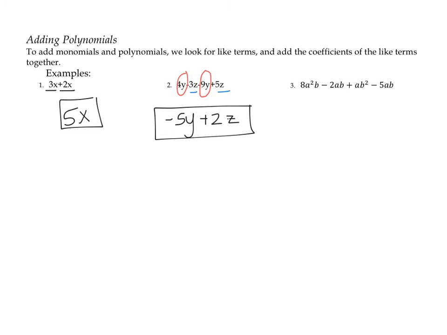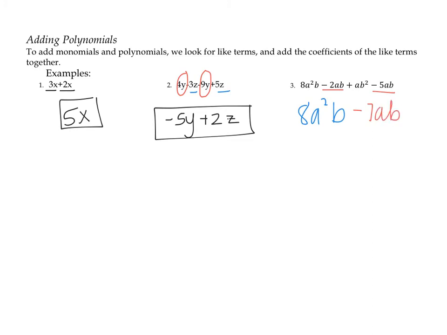So then you've also got, when you've got an a squared and a b, is there another term that's similar to that? Is there another a squared b with a different coefficient? No, there isn't. So we're just going to copy that down. So 8a squared b. Okay, then you've got minus 2ab. Is there another term where it's only ab? Yes, for this one there is. So that's a minus 5ab as well. So we're going to combine those and have minus 7ab.